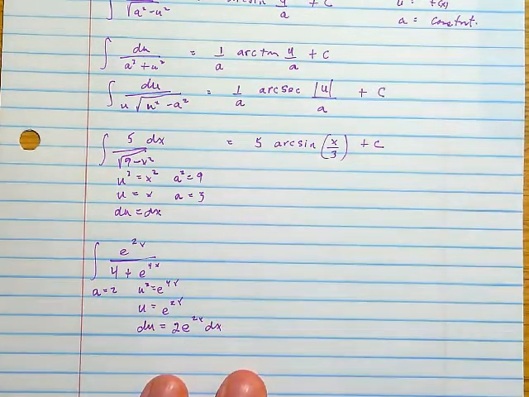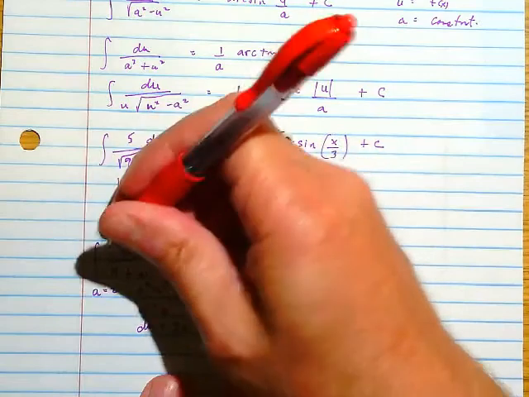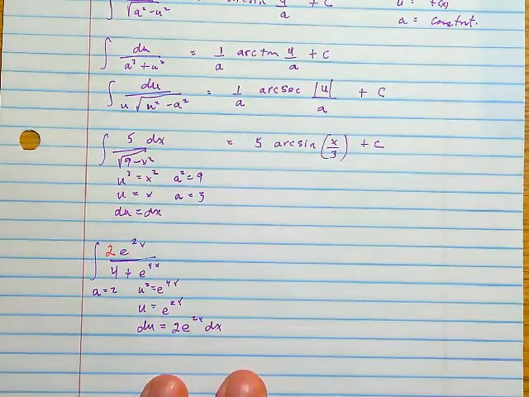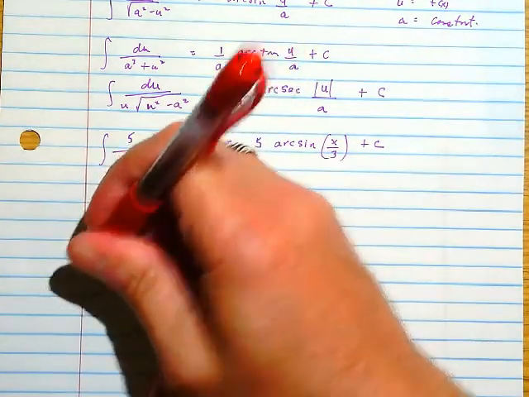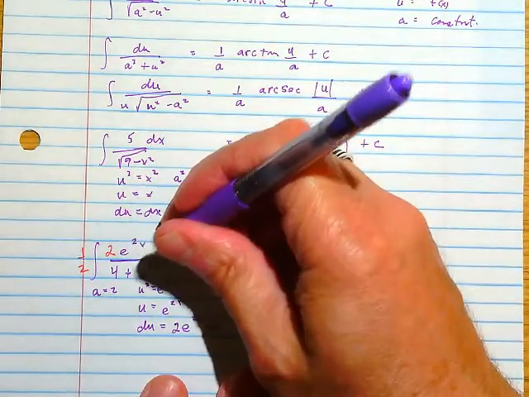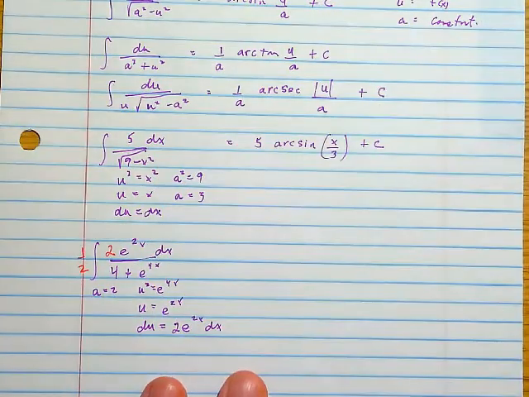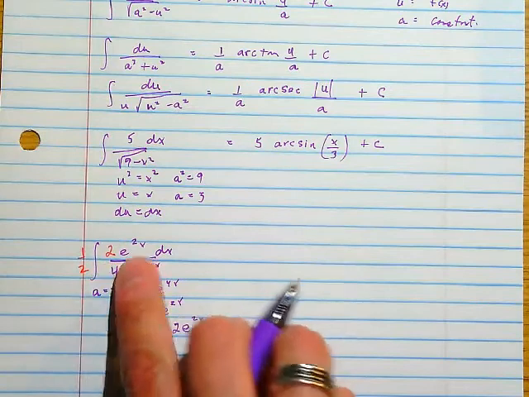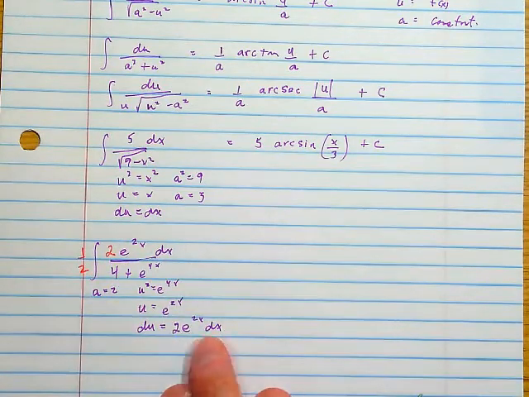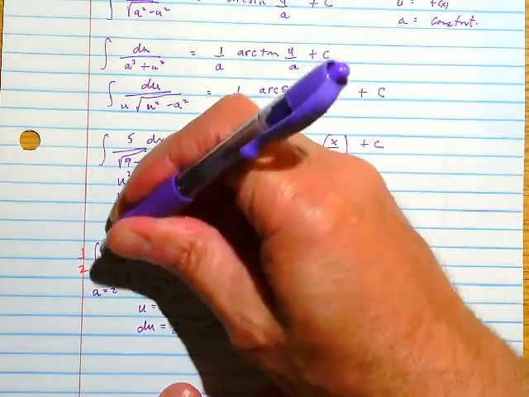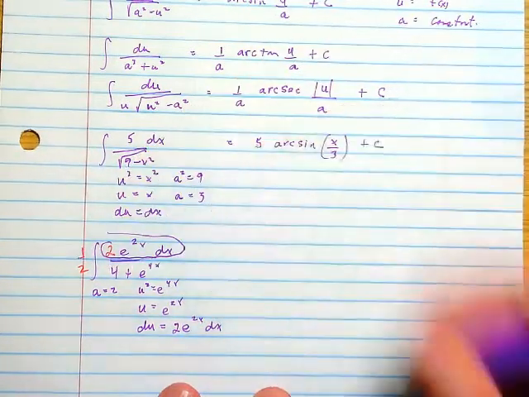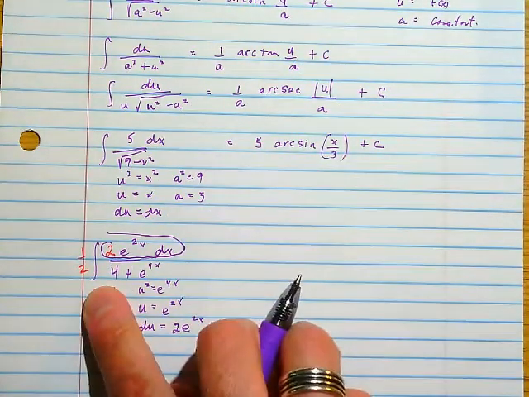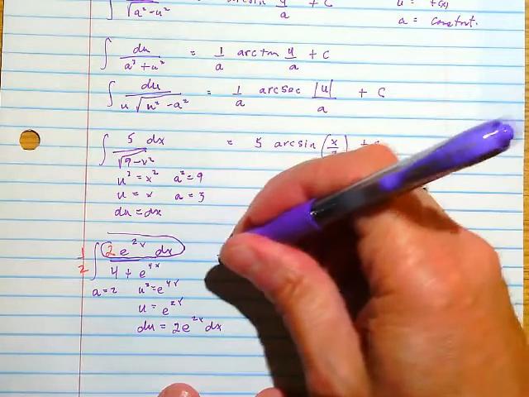So I'm going to squeeze in a 2, and I'm going to squeeze in a 1/2, and I need to finish my dx. Sorry, I got excited to continue on to the next problem. So 2 e to the 2x dx is my du. So this entire term up here is du. Okay? A squared plus u squared, we've got everything we need.